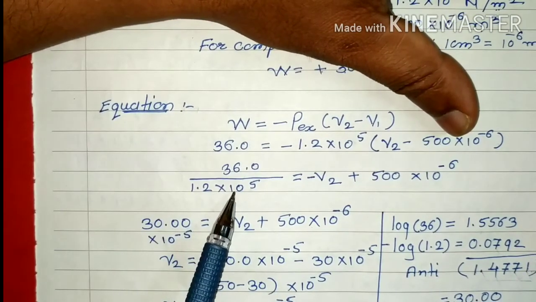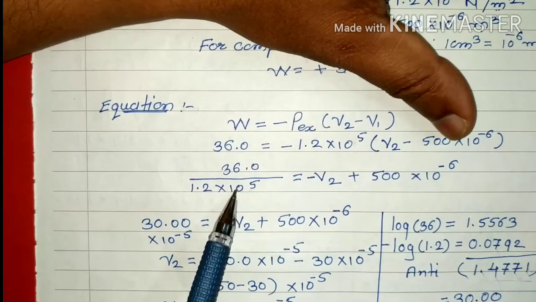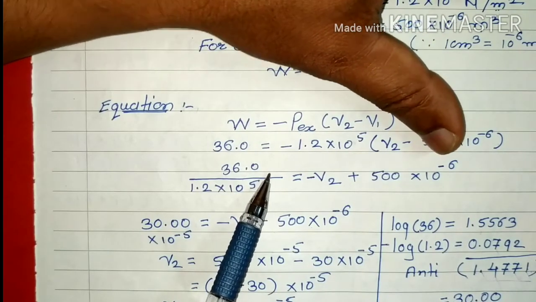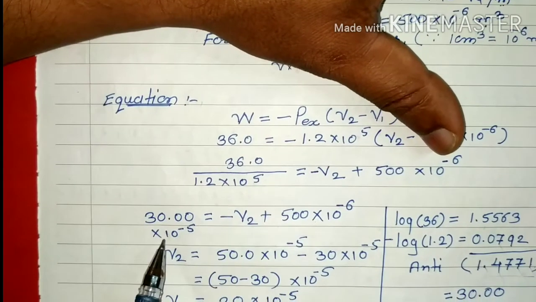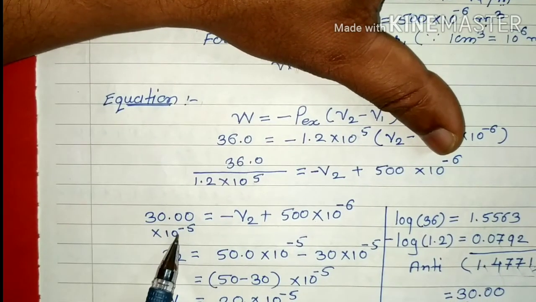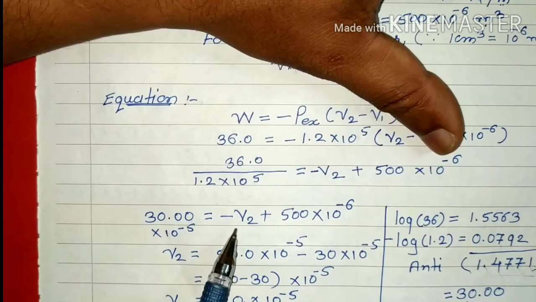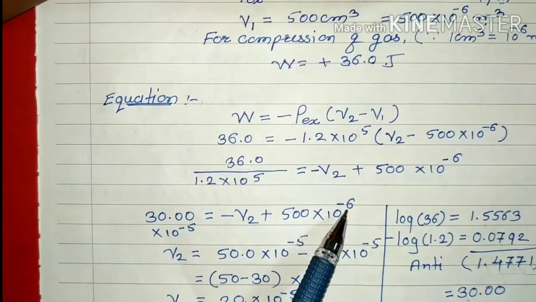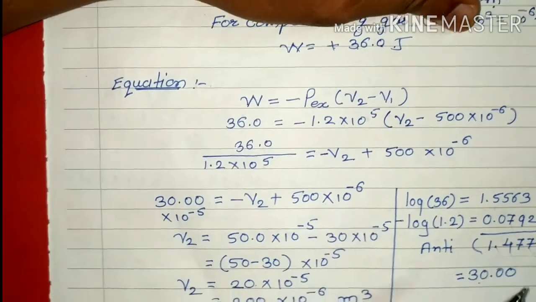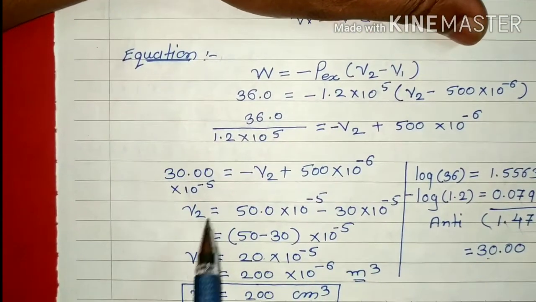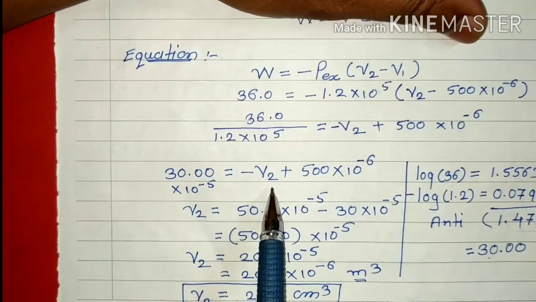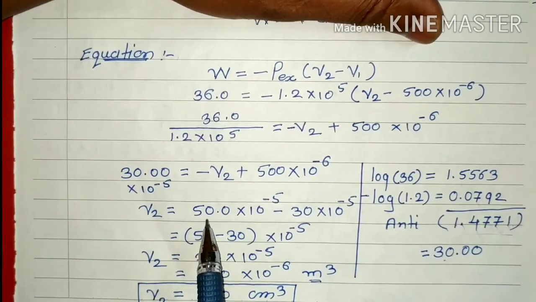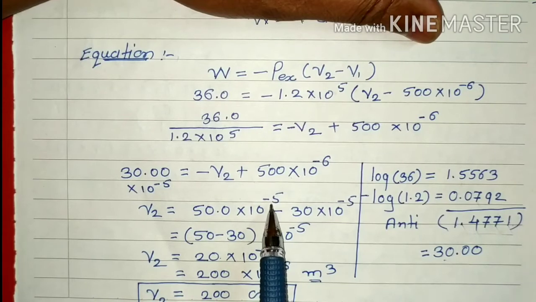So you have to write 30 here, and this 10 raised to 5 we have to transfer to the numerator. You will get 30 into 10 raised to minus 5, that is equal to minus V2 plus 500 into 10 raised to minus 6. Now we have to calculate V2, the final volume. So V2 is equal to 50 into 10 raised to minus 5.